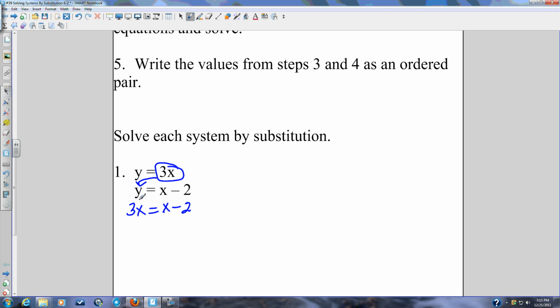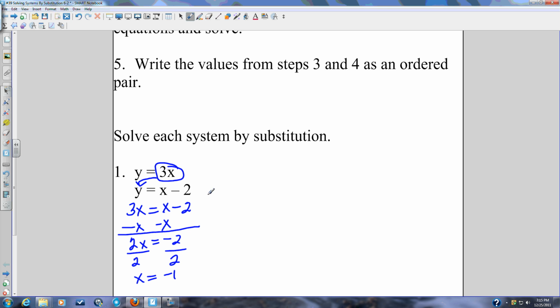Now what we're going to do is solve that equation to get the value of x. So we're going to subtract x from each side. You notice everything's written in terms of just one variable, and that's x. So we've got 2x equals negative 2. Divide each side by 2, and x equals negative 1.